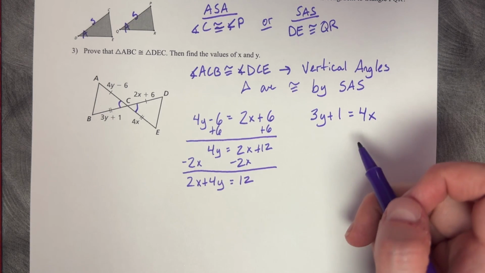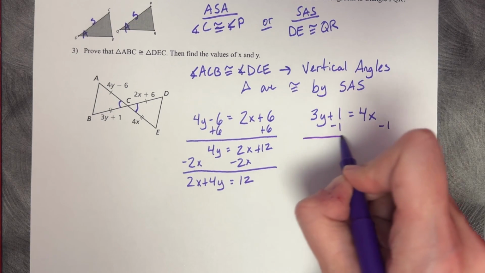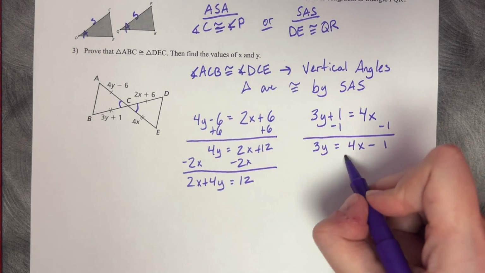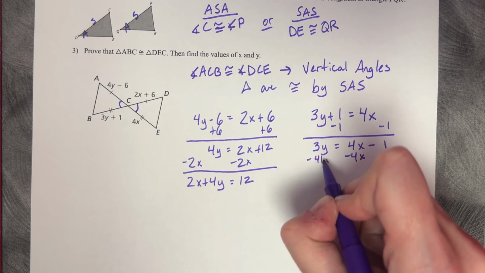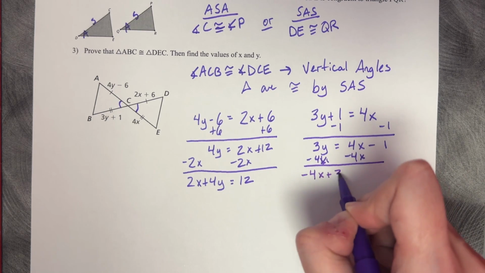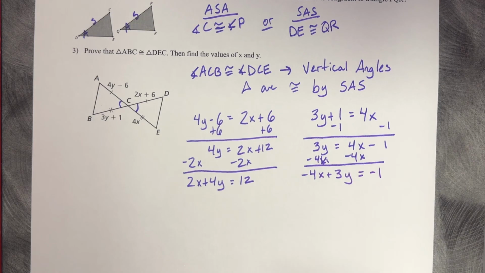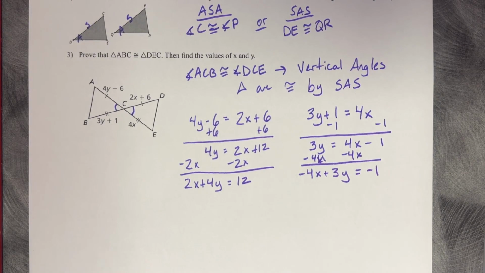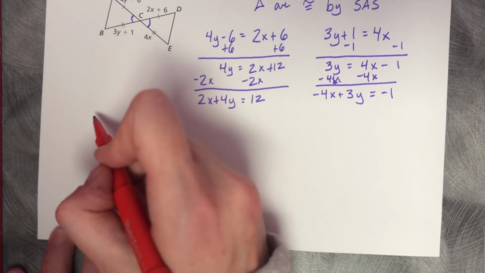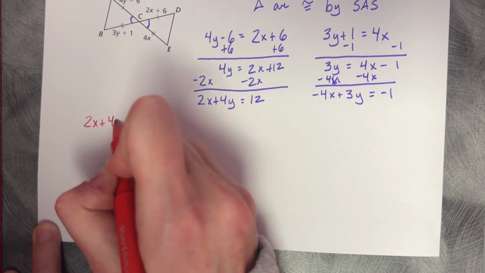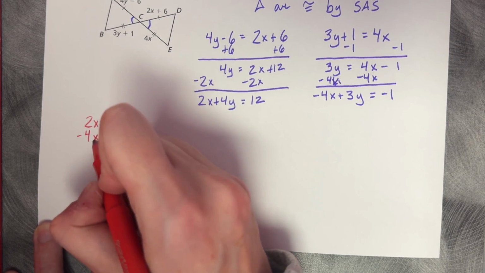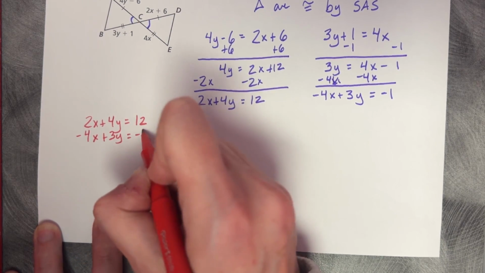This one I need to move, I'm going to move the 1 first. 3y equals 4x minus 1. And then I'm going to move my 4x, which turns into negative 4x plus 3y equals negative 1. Now we're going to stack those two equations on top of each other, and we're going to solve this system. So I'm going to say 2x plus 4y equals 12, and then negative 4x plus 3y equals negative 1.